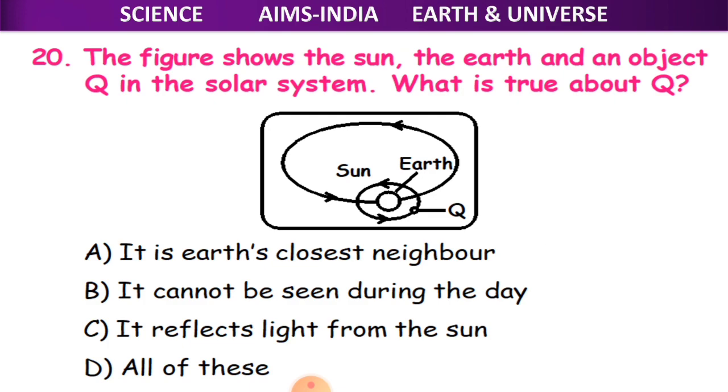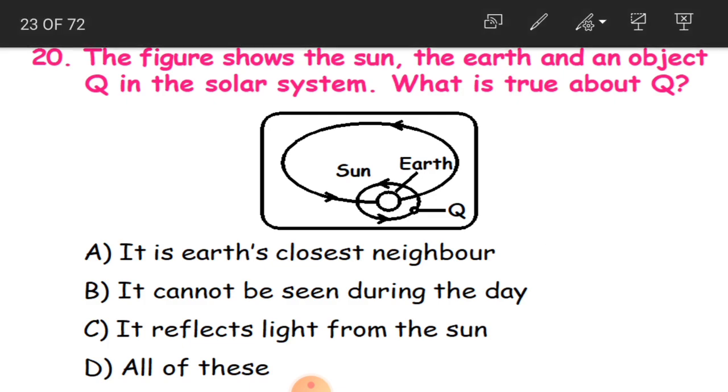See here, we are having a picture, children. Carefully, please observe this. So this is the earth, the planet. This one is the sun. Earth is revolving around the sun. Earth also has some other object, that is Q. Are you able to notice a small circle here? Yes, that small object is revolving around the earth. So what is this Q?